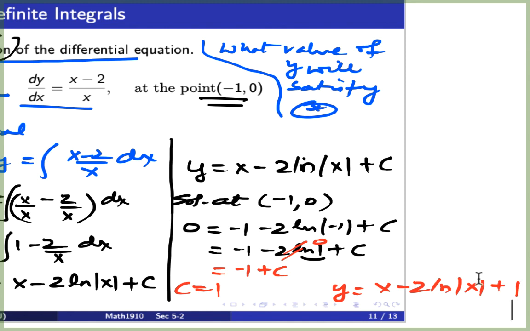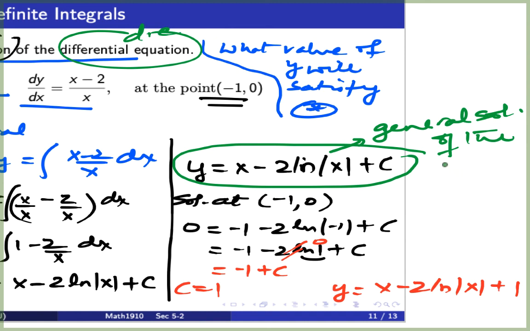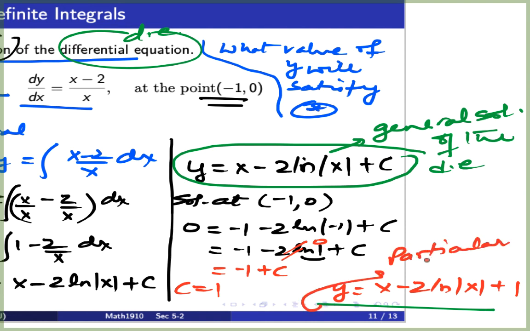A reminder, guys, that when we are writing y in terms of a constant, this is called a general solution. So first time when we find the solution, basically we are saying give me the general solution of the differential equation. And when we find out a specific value, it simply means we are talking about a particular solution, the ways questions can be framed, of the differential equation.